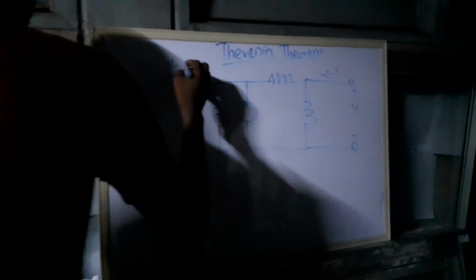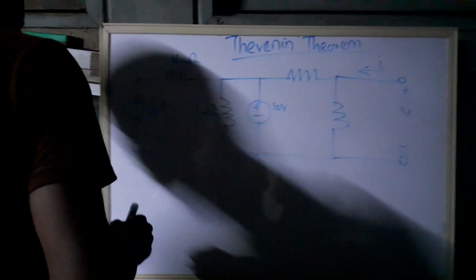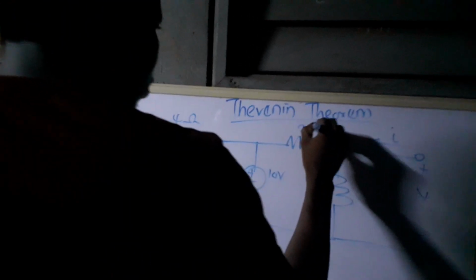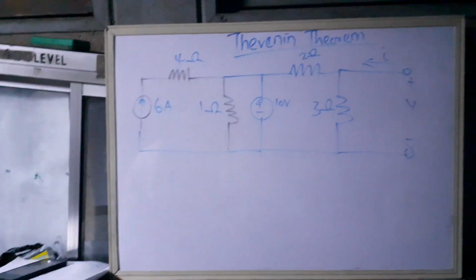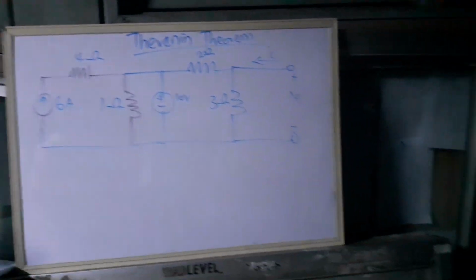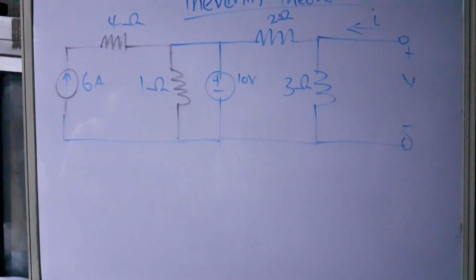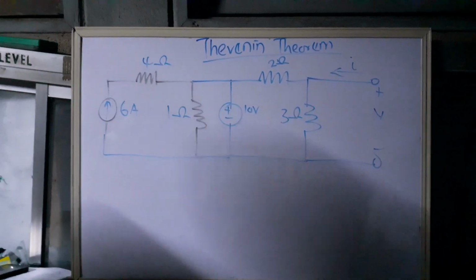So we have to find the Thevenin equivalent of this circuit. That is, to find the VTH and the RTH. So let's start with the RTH. It's usually the easiest to get. So to find the RTH, what are we going to do?